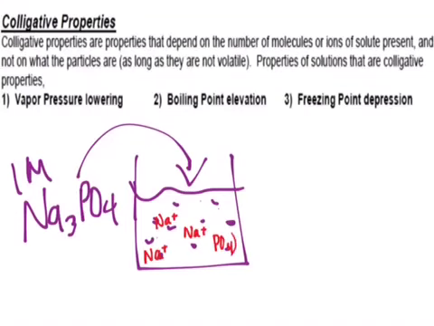So how many ions did we put into that solution? We put 4 ions in there. So we have more particles in this solution. Since we have more particles in the solution, the vapor pressure is going to decrease. Why does the vapor pressure decrease? Why do these particles not want to go out of solution?